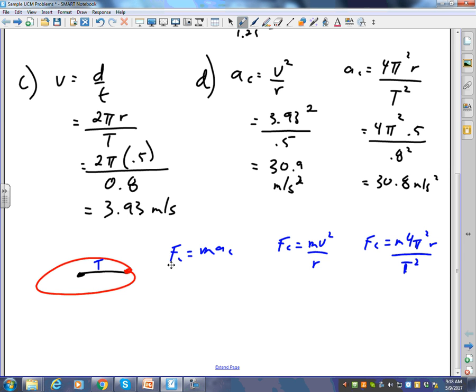Okay, so you can use FC is equal to mac. You can use FC is equal to mv squared over r, or you could use FC as m 4 pi squared r over T squared. Any of those will work. And they're going to give you 1.5, and we'll use the 30.9, and you get 46.2 newtons.